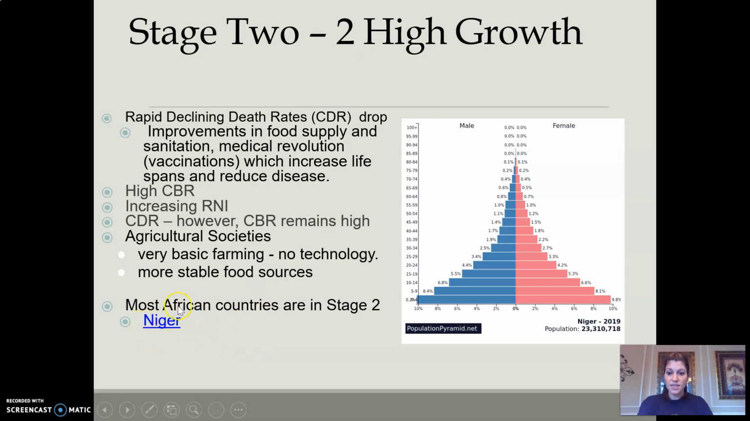If you would like to look at some of the demographics, I have a link to the CIA World Factbook, so you can actually look at some of the numbers of Niger. Moving on, this is a population pyramid, and you can see they have a wide base because they have high growth.